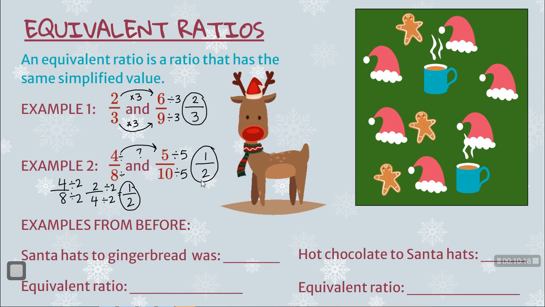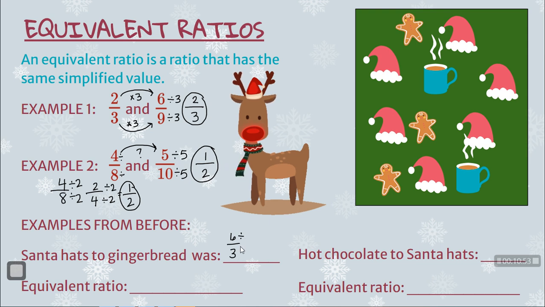But if we can reduce it to the same value, then it is also equivalent. So let's look at some of those examples we had before. Santa hats to gingerbread. Okay, remember we had 6 Santa hats to 3 gingerbread cookies. We want to see if we can write an equivalent ratio to this. An easy way to do that is to see if we can just go ahead and simplify it. The simplified value will be an equivalent ratio.